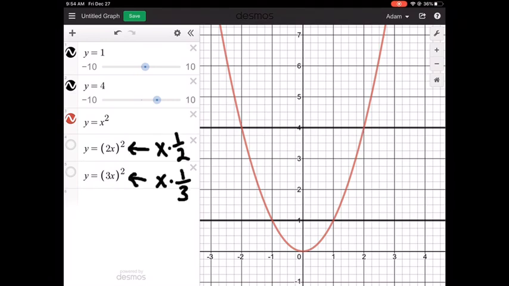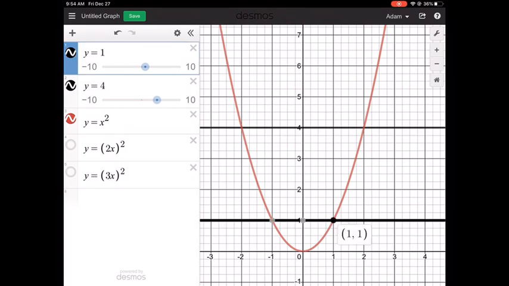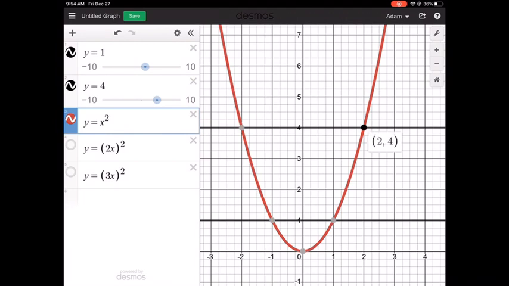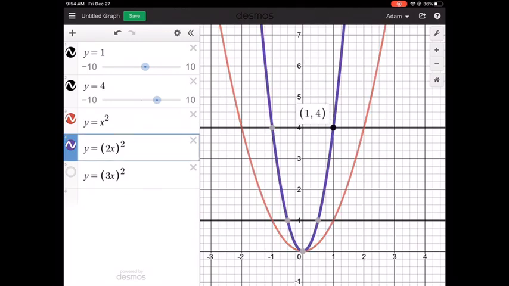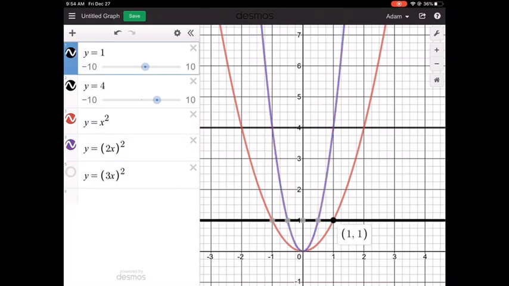So let's take a look here at this first example with y equals 2x squared. The reciprocal of 2 over 1 is 1 over 2, which means that we're going to be multiplying all of these x values by 1 half. So this x of 1 is going to be getting multiplied by 1 half. This x of 2 is going to be getting multiplied by 1 half. So you can see that when we multiply 2 by 1 half, we get an x value of 1. And when we multiply this x value of 1 by 1 half, we get an x value of 0.5, or 1 half. So that's the horizontal compression.